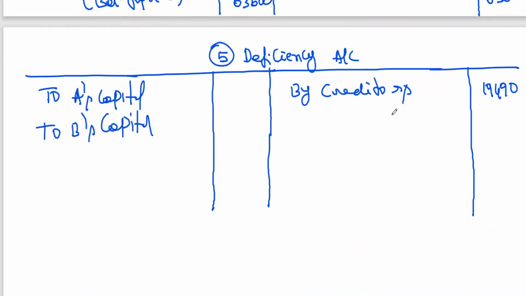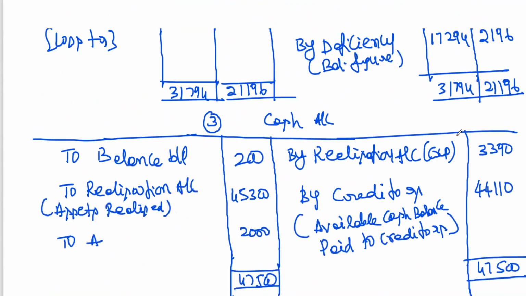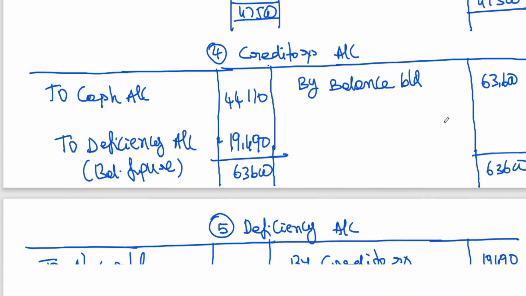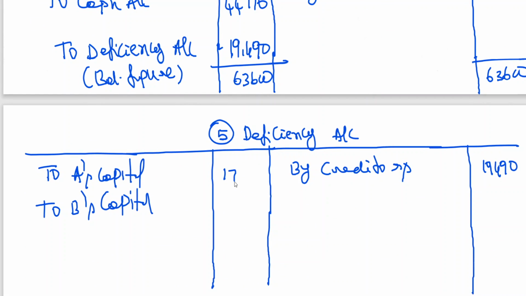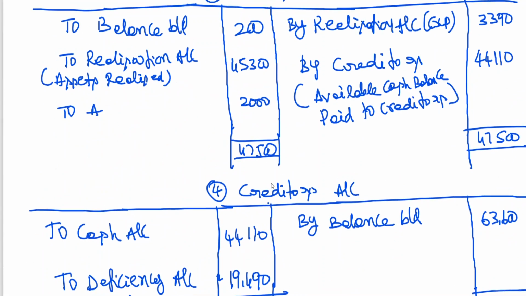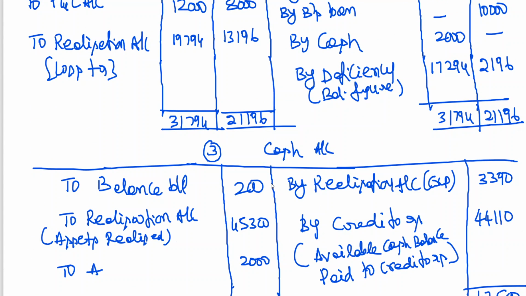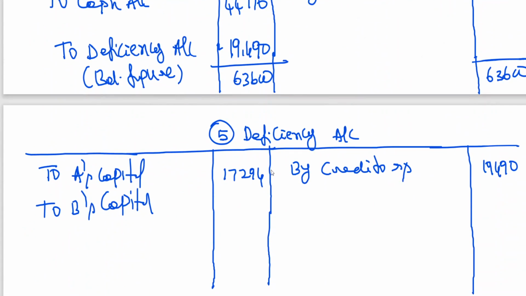Now the deficiency account, A's capital, what is the balance we are having here? 17,294. Then the next one is 2,196. Twenty thousand two ninety four. Yeah, it is tallying. So all accounts have been closed.